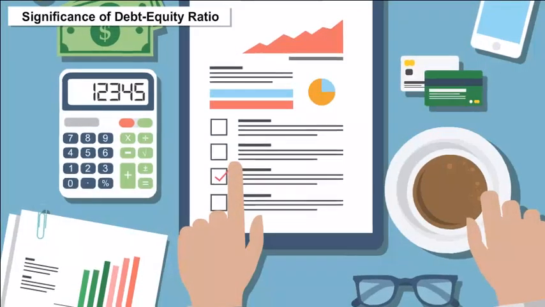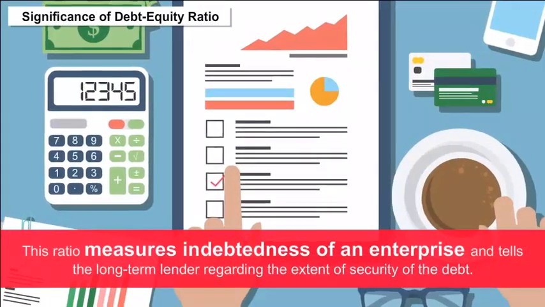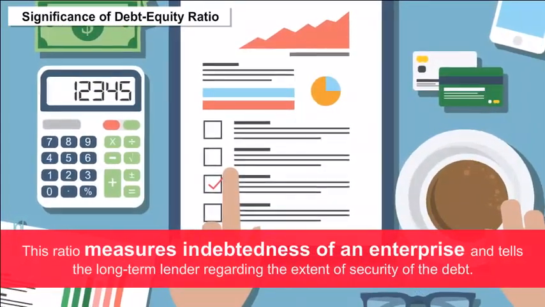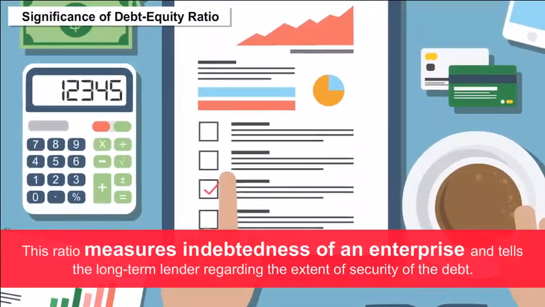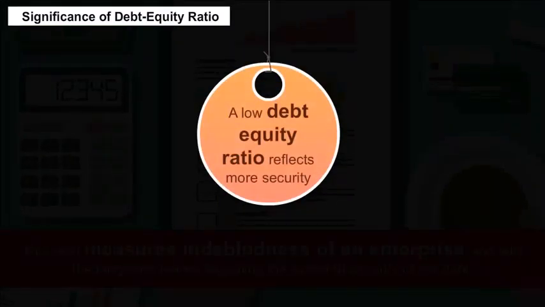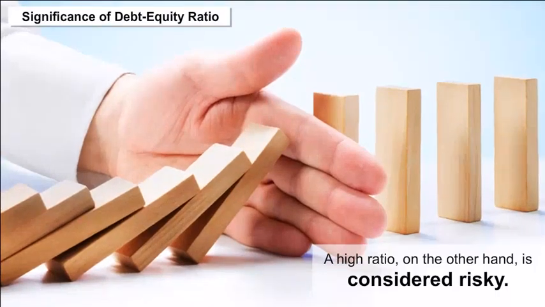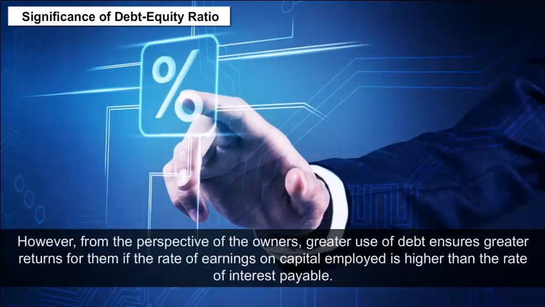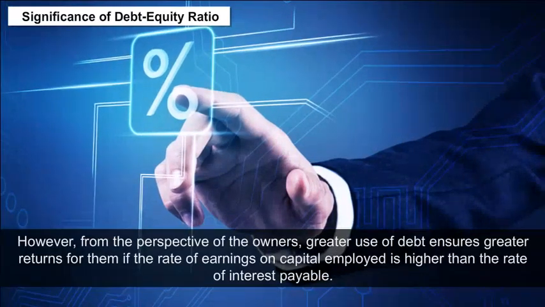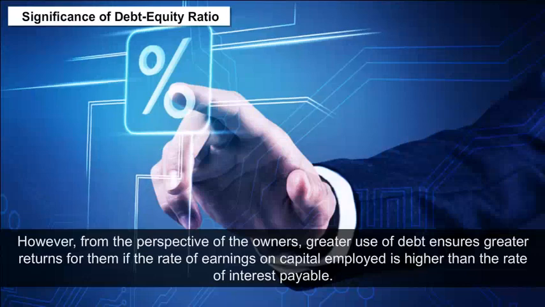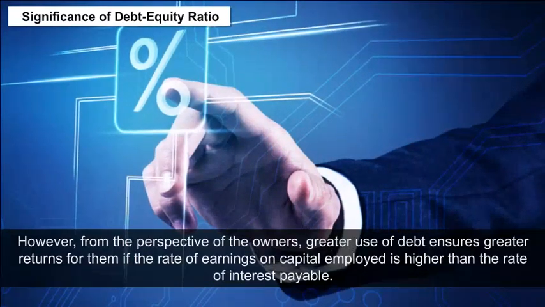Significance of debt-equity ratio. This ratio measures indebtedness of an enterprise and tells the long-term lender regarding the extent of security of the debt. As discussed earlier, a low debt-equity ratio reflects more security. A high ratio, on the other hand, is considered risky. However, from the perspective of owners, greater use of debt ensures greater returns for them if the rate of earnings on capital employed is higher than the rate of interest payable.